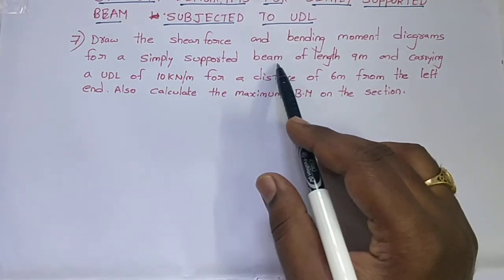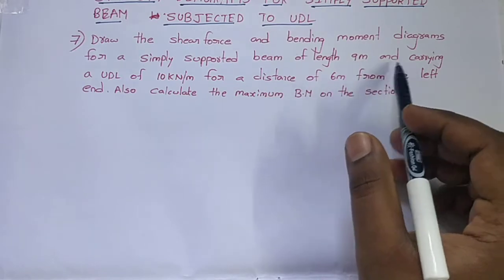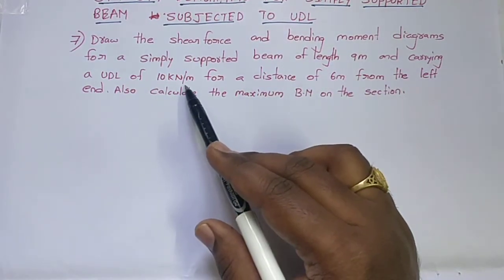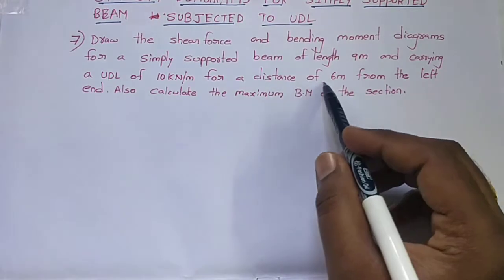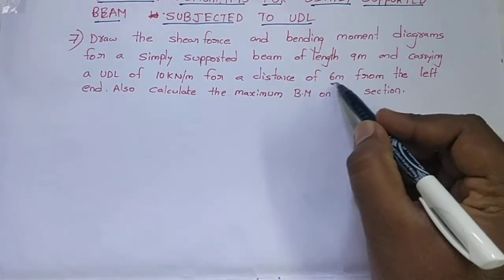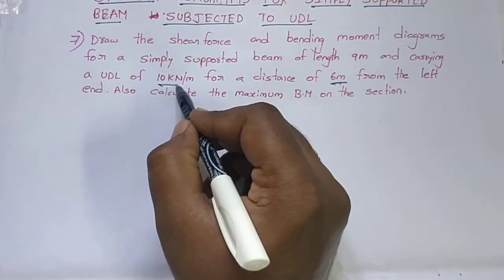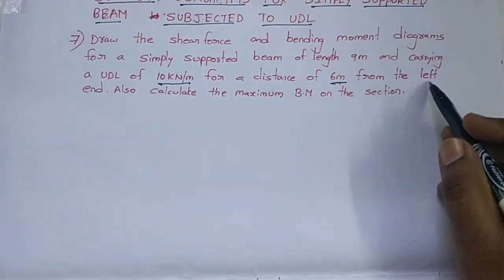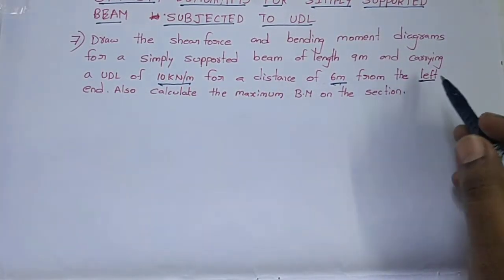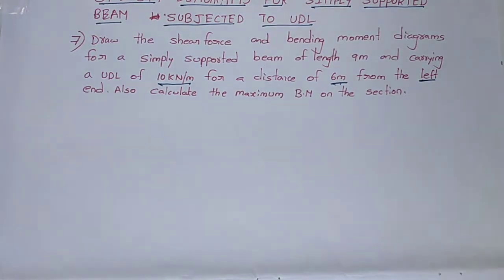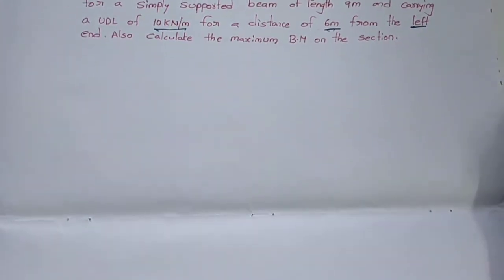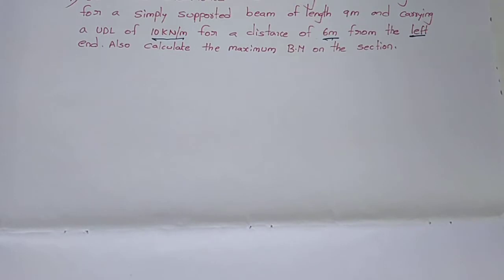Next, the beam is of length 9 meters and carries a UDL of 10 kilonewton per meter for a distance of 6 meters from the left end. The starting point is the left end. It is applying a load of 10 kilonewton per meter for a distance of 6 meters from its left end. Like that, we need to draw the beam first.